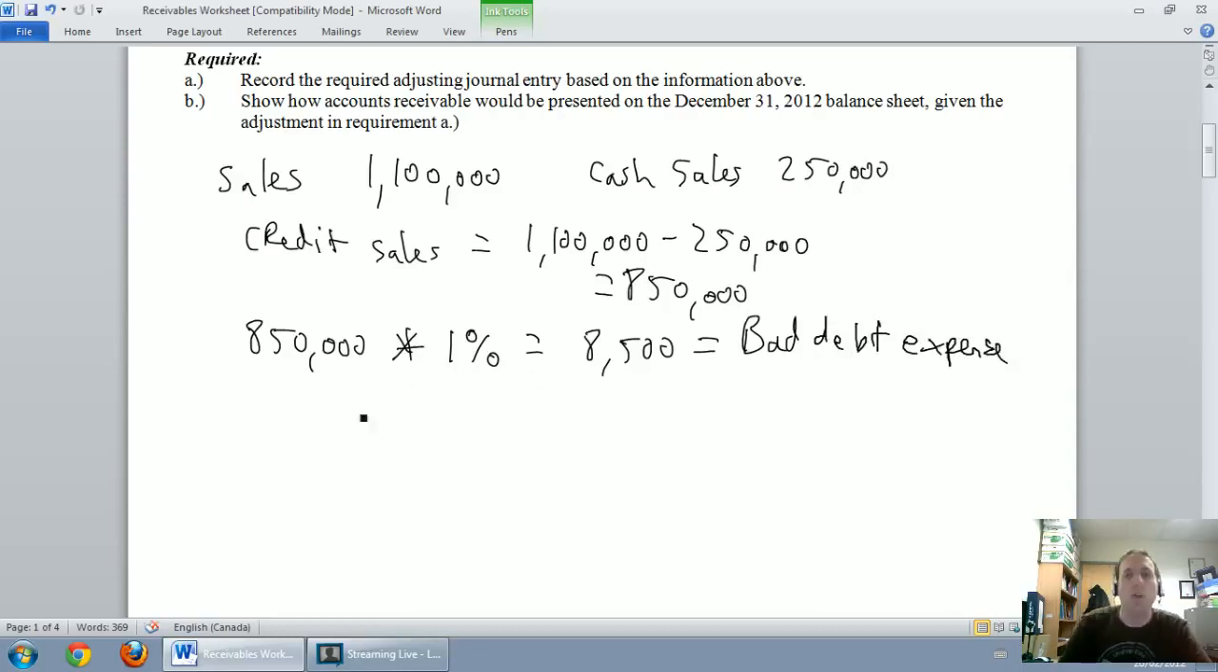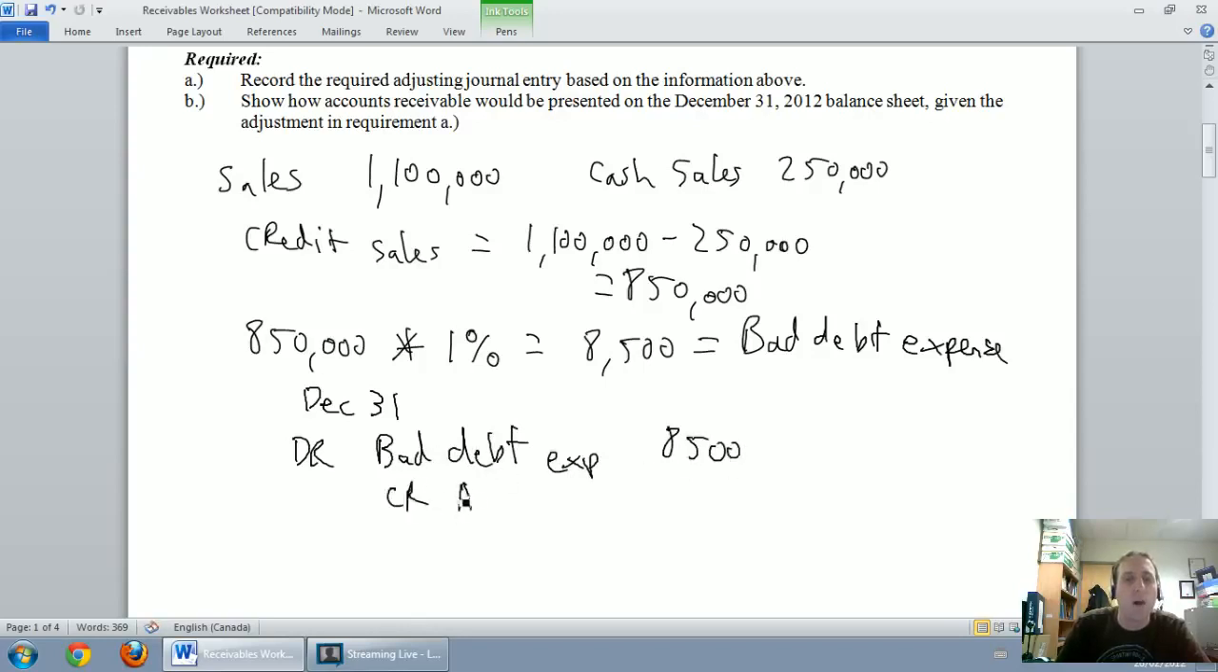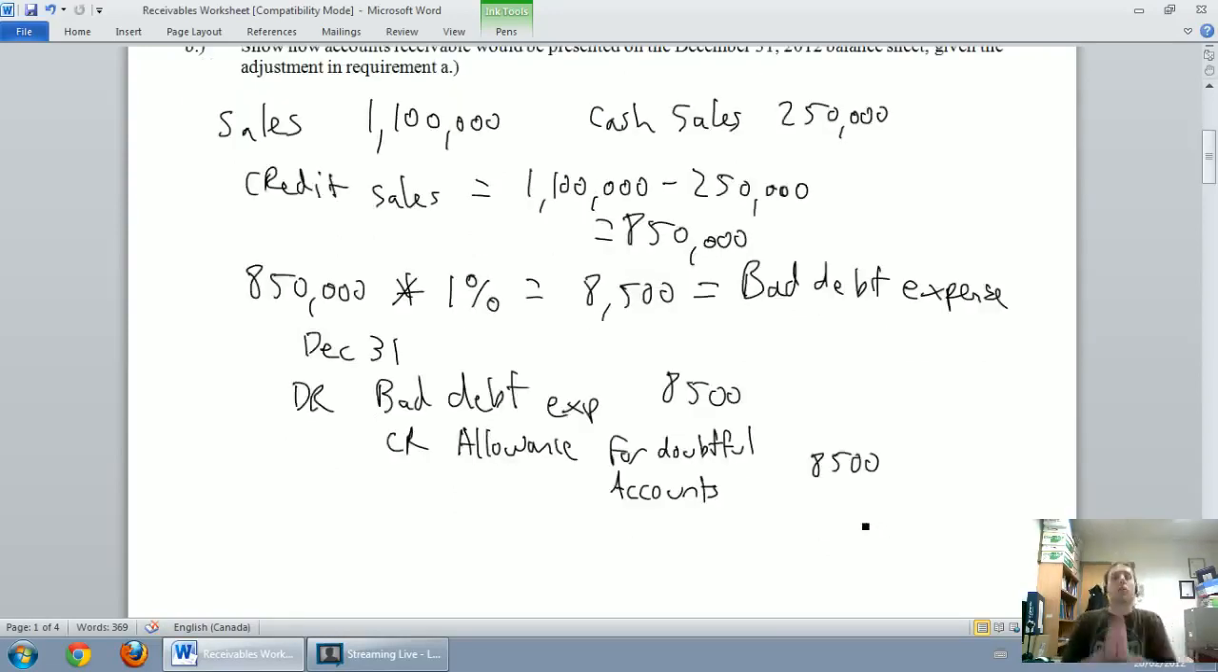And so this amount gets plugged right into a journal entry. So on our fiscal year end, that's December 31st, I'm going to debit bad debt expense for 8,500. I'm going to credit my allowance for doubtful accounts again for $8,500. So at this point, I've got a good journal entry and I'm all set.